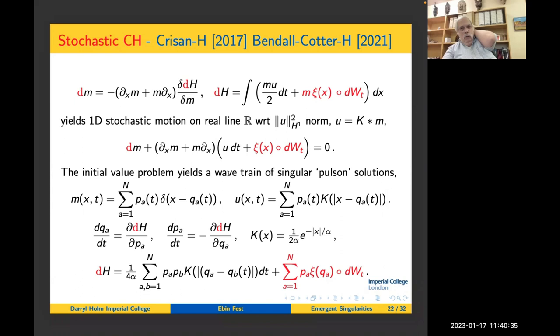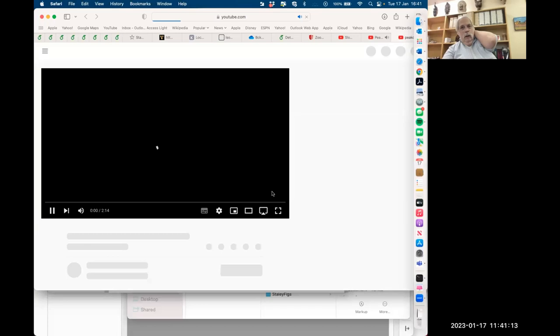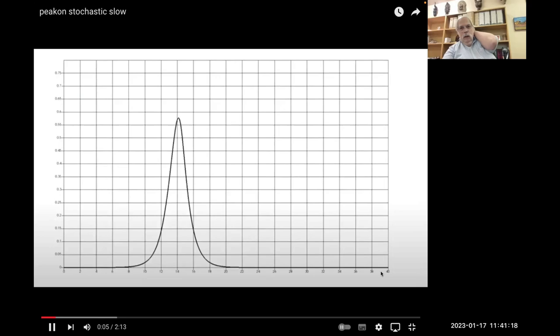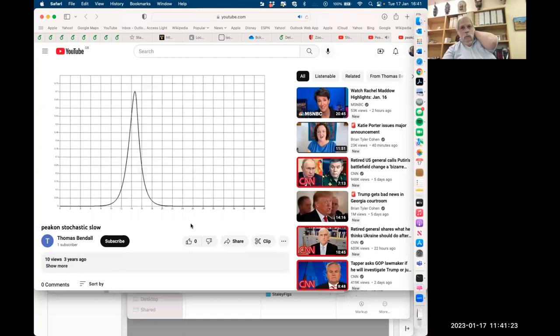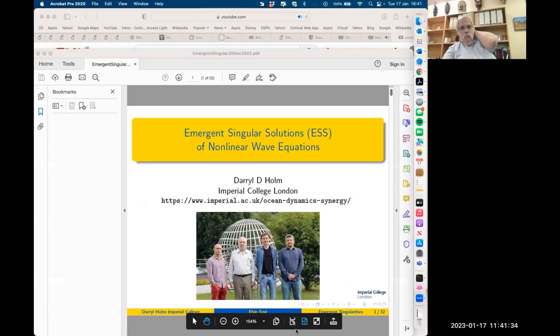Then the initial value problem drops to the Poisson solutions, or just as a canonical stochastic now, set of ordinary differential equations. Okay, so the question is, can pecans emerge from noise? Okay, so this I think is really fun. Okay, because this one here, I'm not going to have time to be able to show this. This is what a stochastic pecan looks like, but I want to finish on time. I don't know, I have to go back here.